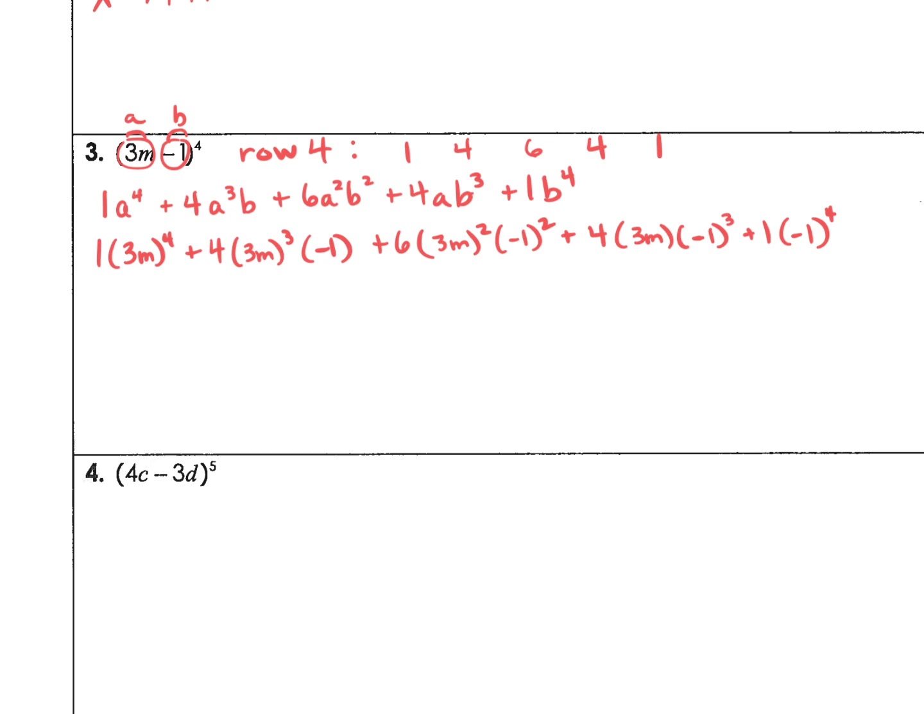So that's like saying 3 to the 4th power times 1 times m to the 4th power. So when you're putting these in your calculator, which it is just a calculator at this point, you should be doing 3 to the 4th times 1. 3 to the 3rd times 4 times -1. 3 to the 2nd, -1 to the 2nd, 6. 4, 3, -1 to the 3rd, right? 1, -1 to the 4th.